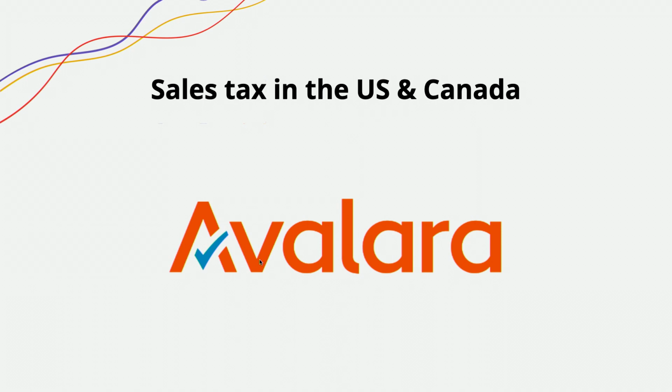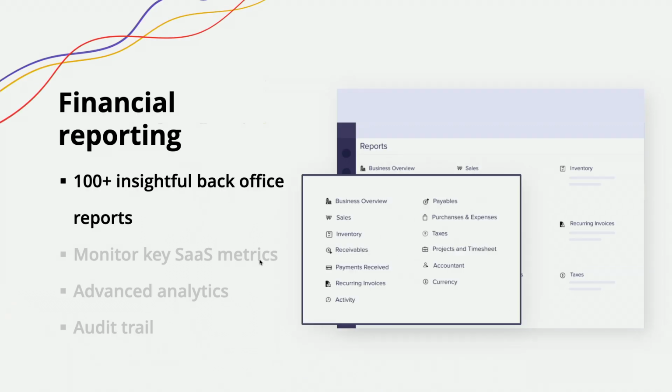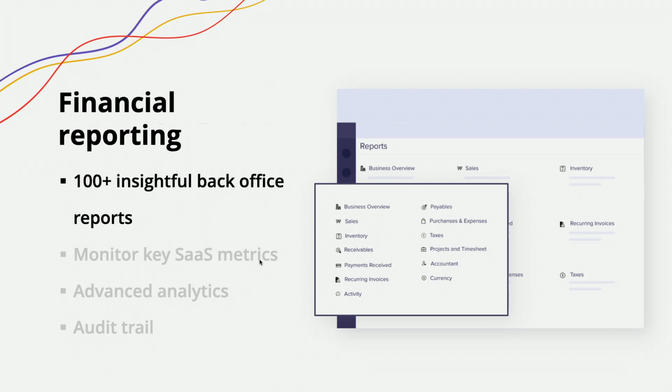And if you have Nexus in a lot of states, and with the recent decisions from the Supreme Court, it's more and more likely that you do have Nexus in more states, Avalara is a good solution to take a lot of that pain away from managing sales tax. And then financial reporting. Across the finance applications, you'll find over 100 different reports that you'll need. Zoho Analytics adds in another 80 reports pre-built in, and that's not including all the reports that you can just create using all the raw data that's being brought in from the finance tools.